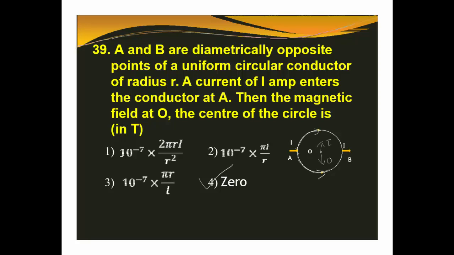Why the net magnetic field is 0? For upward the magnetic field is inward. For downward portion, the magnetic field would be outward. Since both circular paths are equal, the magnetic fields at the center are equal and opposite. So net magnetic field is 0.